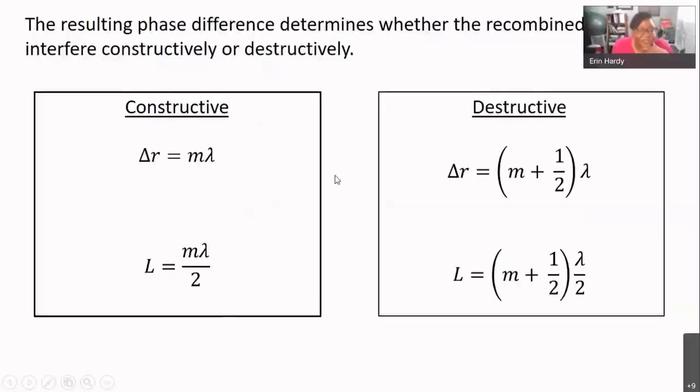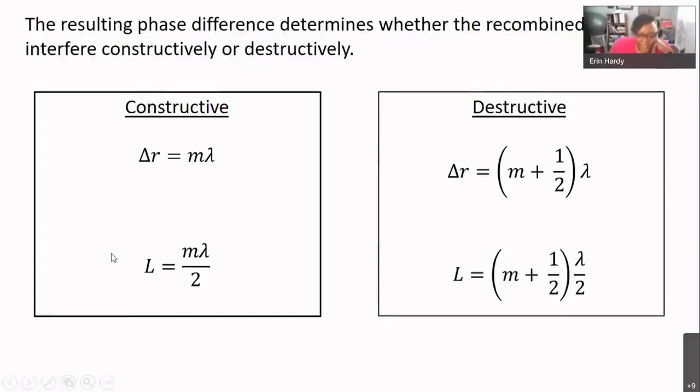So the path length difference, delta R, has to abide by the same rules that we encountered for the first time in the previous chapter. When the path length difference is some half integer multiple of lambda, you're going to end up with destructive interference, so a maximum and a minimum adding together to give you nothing. And whenever the path length difference is an integer multiple of lambda, you're going to end up with constructive interference, so either peak added to peak or trough added to trough. Nothing is canceling, everything is adding together.